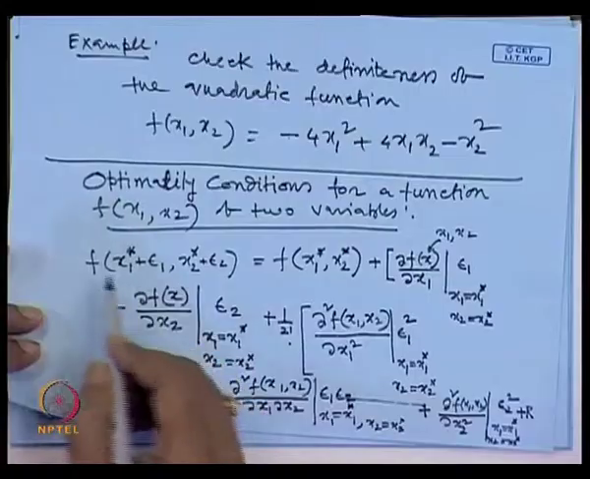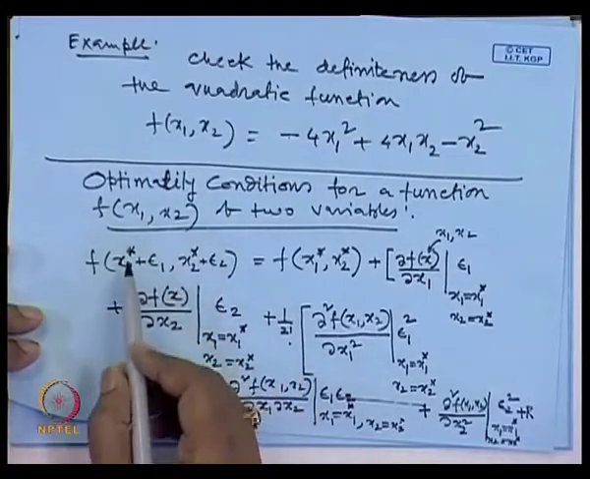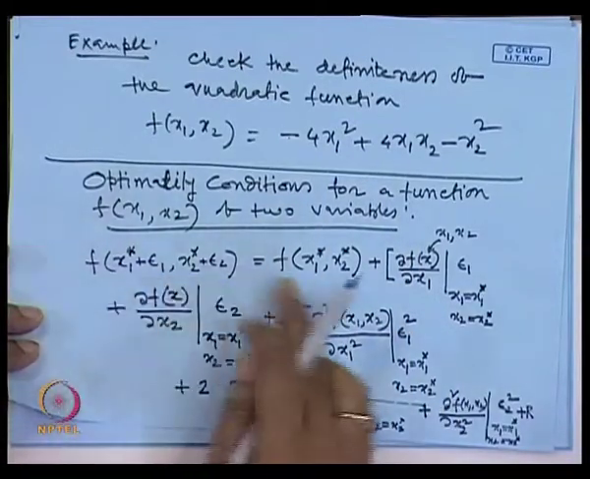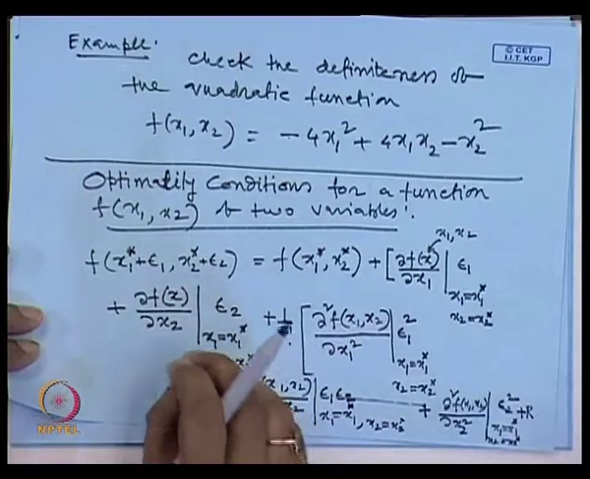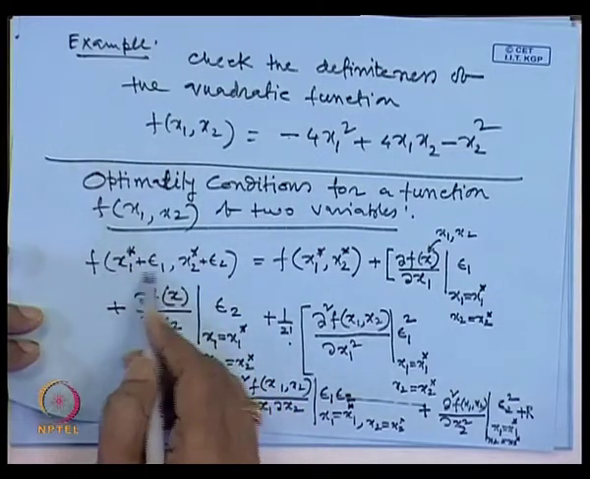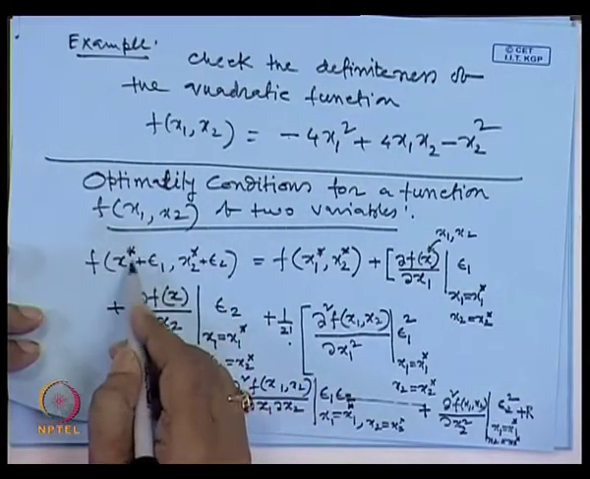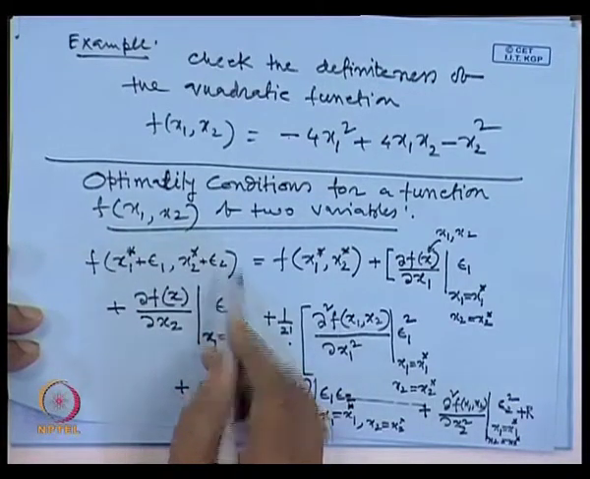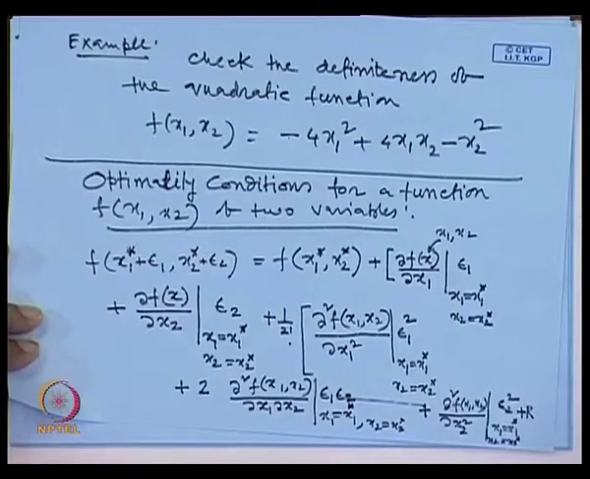Last class we discussed the optimality condition for a function of two variables. Let us recap these things. We have a function of two variables, and x1 star, x2 star is the optimal point. Around this optimal point, we give a perturbation: x1 is perturbed by epsilon 1, x2 by epsilon 2. That perturbation is very small.